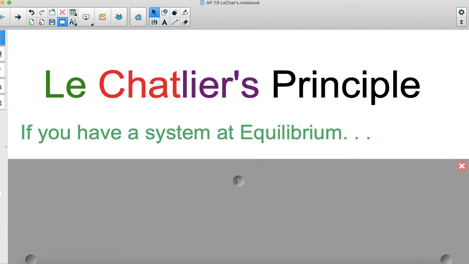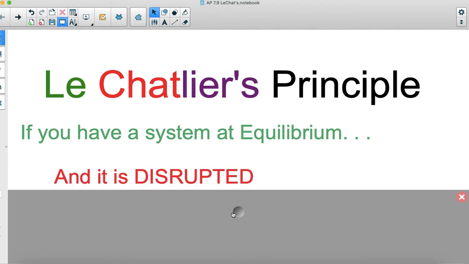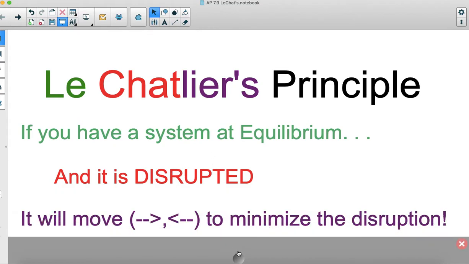And then chat means, oh, it is disrupted. Oh, no. And then lier means it will move forward or backward to minimize the disruption. See, that's what the French origin of the word Le Chatelier means. Le Chatelier's principle. Let's write this down. If you have a system at equilibrium and it is disrupted, it will move to minimize the disruption. That is what we need to know.